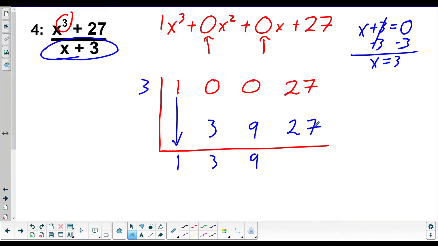Oh, dang. I really thought that would... Oh, you guys, I goofed. Back up. Sorry, don't write that. Negative 3. Come on, Mr. Barton. Get your head in the game. 1 times negative 3 is negative 3. 0 minus 3 is negative 3. Negative 3 times negative 3 is 9. 0 plus 9 is 9. 9 times negative 3 is negative 27. There we go. Now it works out.